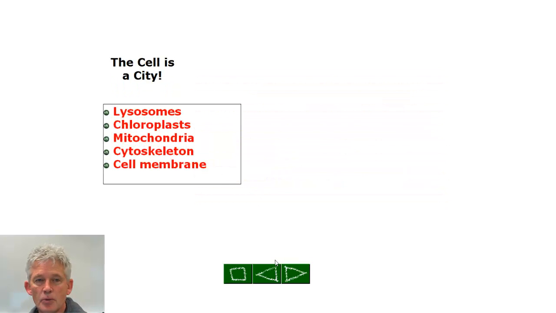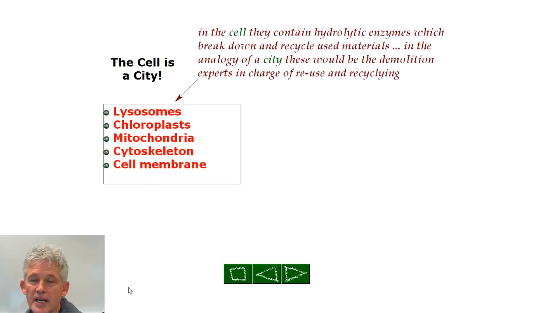So let's stick with that cell as a city metaphor for a second and actually look at some of these connections. So the analogy would be lysosomes. In the cell, they contain hydrolytic enzymes. Hydro, by the way, let's show that again. Hydrolytic. Hydro means water. Lysis means split. So these are enzymes which function in hydrolysis. And they break down and recycle used materials. In the analogy of a city, these would essentially be little suicide sacks, demolition experts in charge of reuse and recycling.